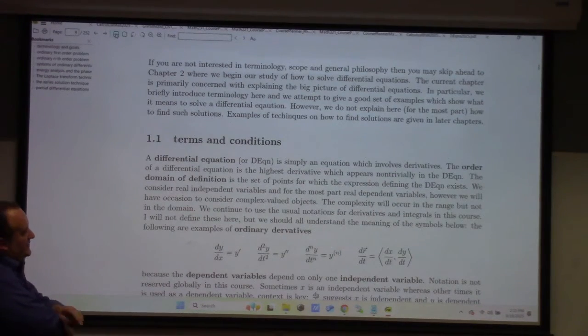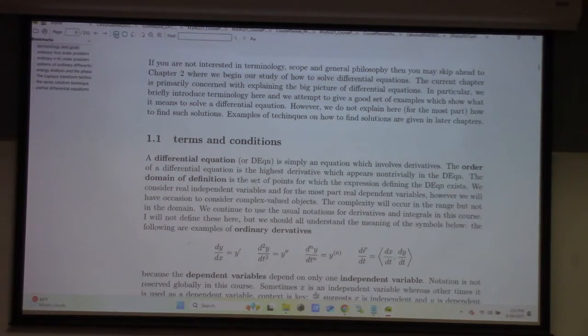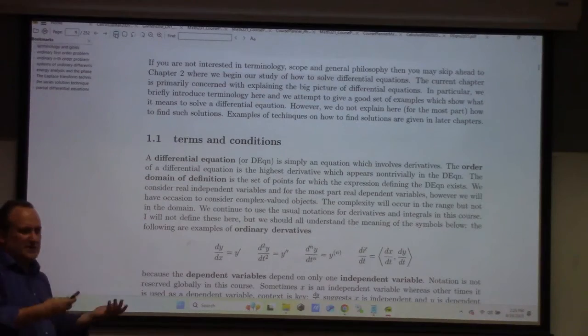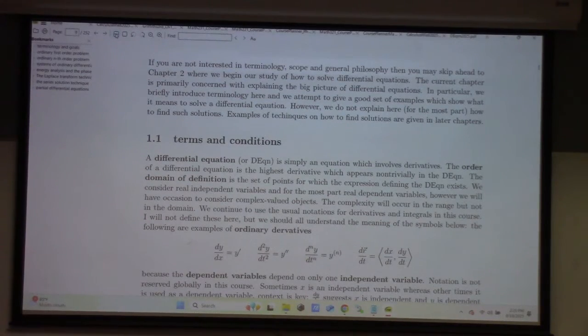So a differential equation is, surprisingly, an equation which involves derivatives. It's like, yeah, okay, but that is actually what it is. Of course, it's important to understand the domain of definition. If the formulas that define your differential equation have division by 0 at some point, then that point's outside the domain.